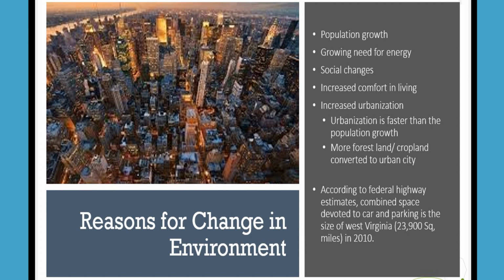And according to federal highway estimates, the combined space for parking and cars is more than the area that is covered by West Virginia. So you can imagine the kind of space that roads have taken away. When a road is constructed over a mountain or passes through a river, it disturbs the natural ecosystem of that particular place. And although efforts are made to ensure that the natural system keeps on going the way it was, it does disturb the system.